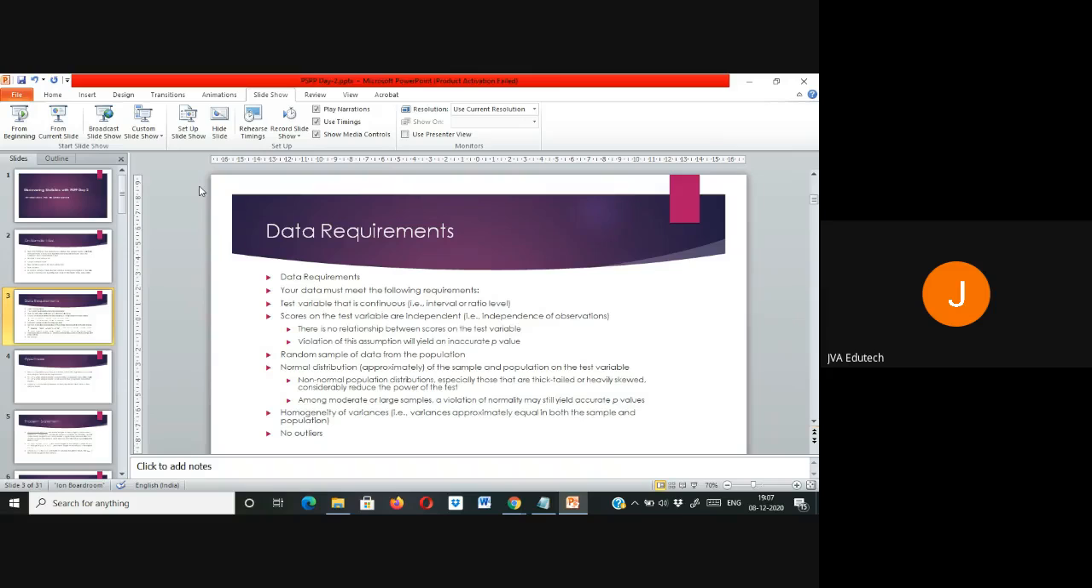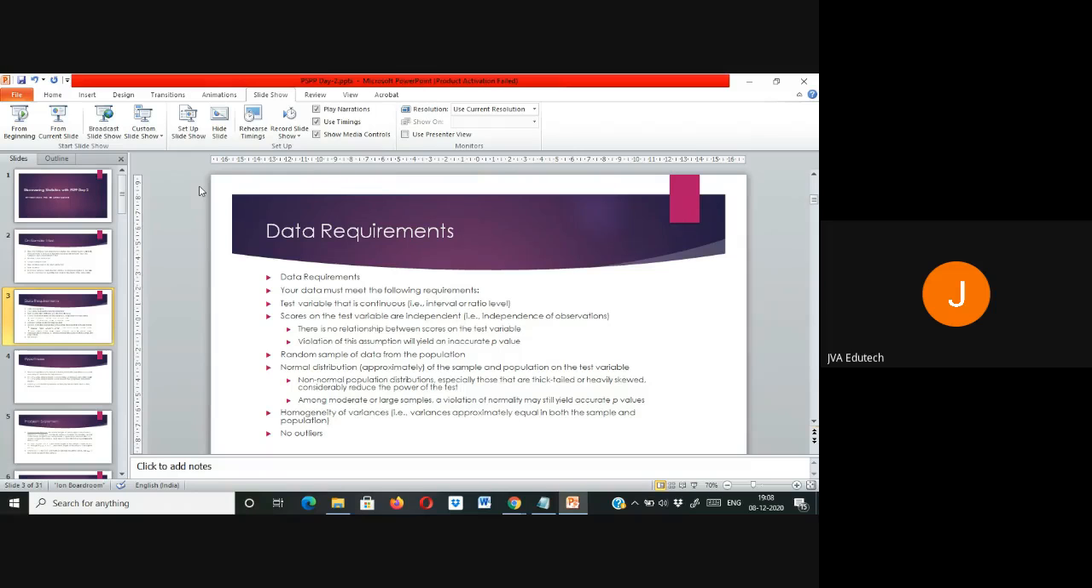Data requirements. Before coming to the data requirements, I'll just discuss the common uses of this one sample t-test. Normally this one sample t-test is used to test the statistical difference between the sample mean and the population mean. It is also used to measure the statistical difference between the sample mean of the test variable and chance probability of occurrence, and also to measure the difference between a change score and zero.